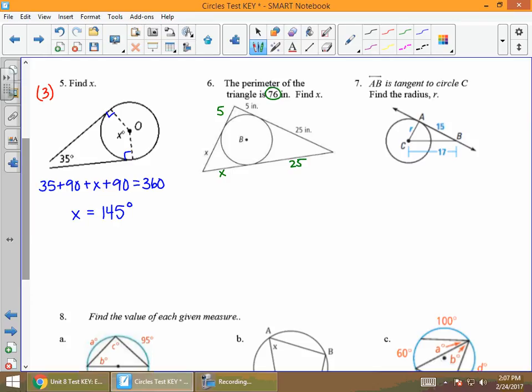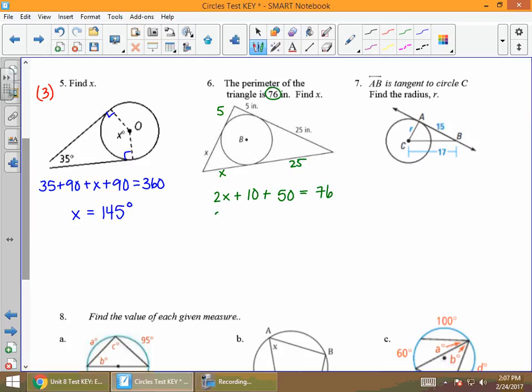All right, so this is perimeter. Just add up all the pieces. X plus x is 2x. 5 plus 5 is 10. 25 plus 25 is 50. Add up all the pieces, and it has to equal the perimeter, which we know is 76.